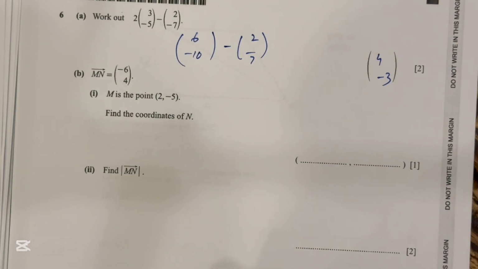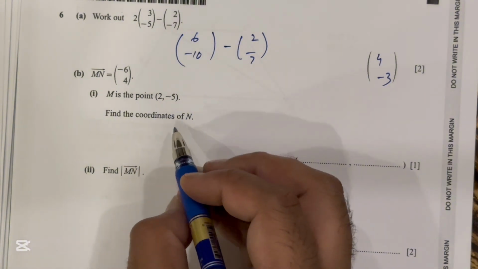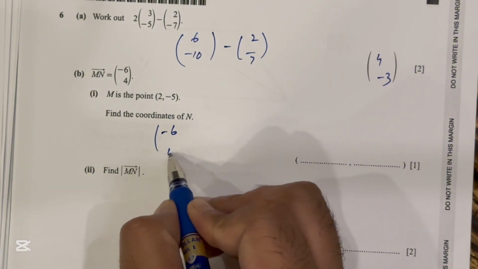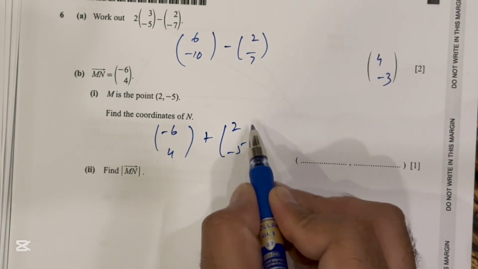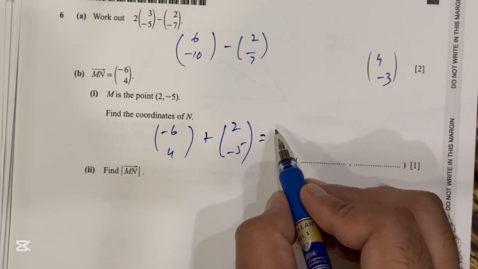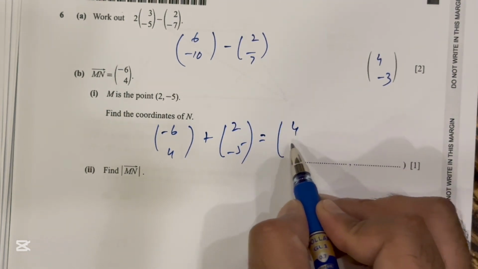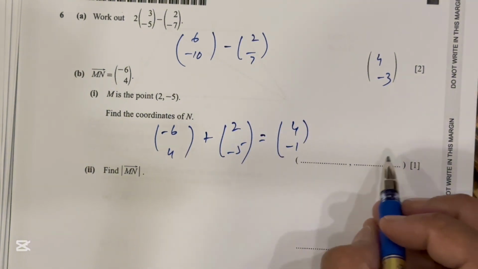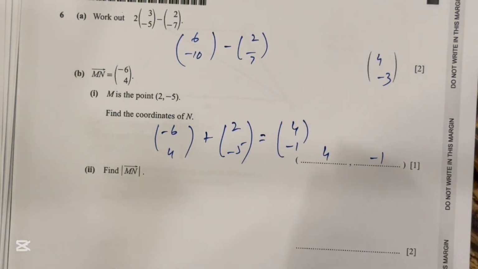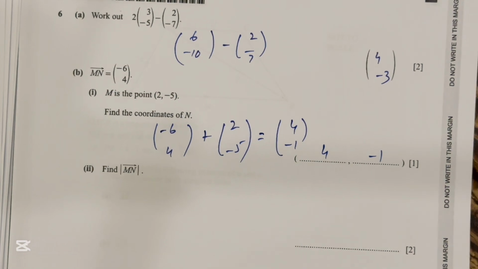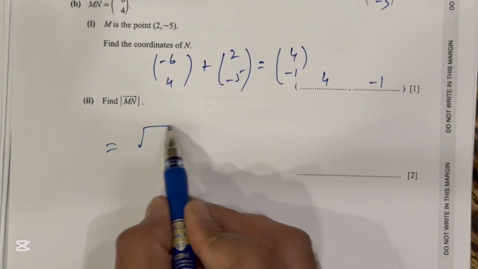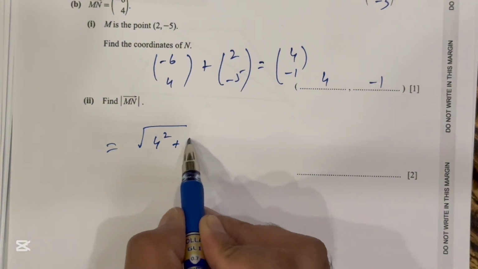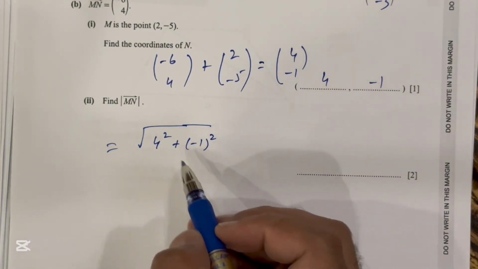Find the coordinates of N. So these coordinates would be -6 and 4, and you can simply add 2 minus 5 to it to get the value of N. That would be equal to 4 minus 1. So -6 plus 2 would be 4 minus 1. Now find the magnitude of it. The magnitude would be 4 squared plus minus 1 squared.